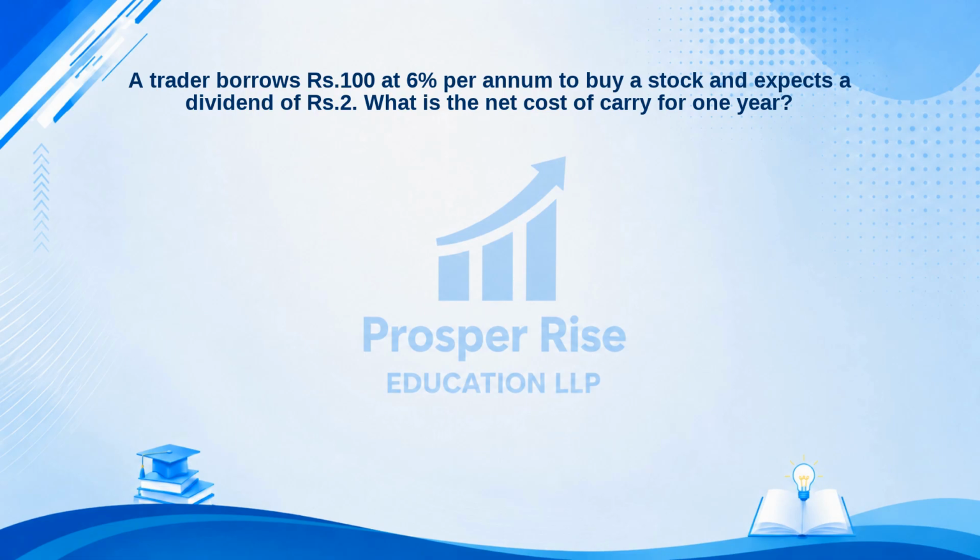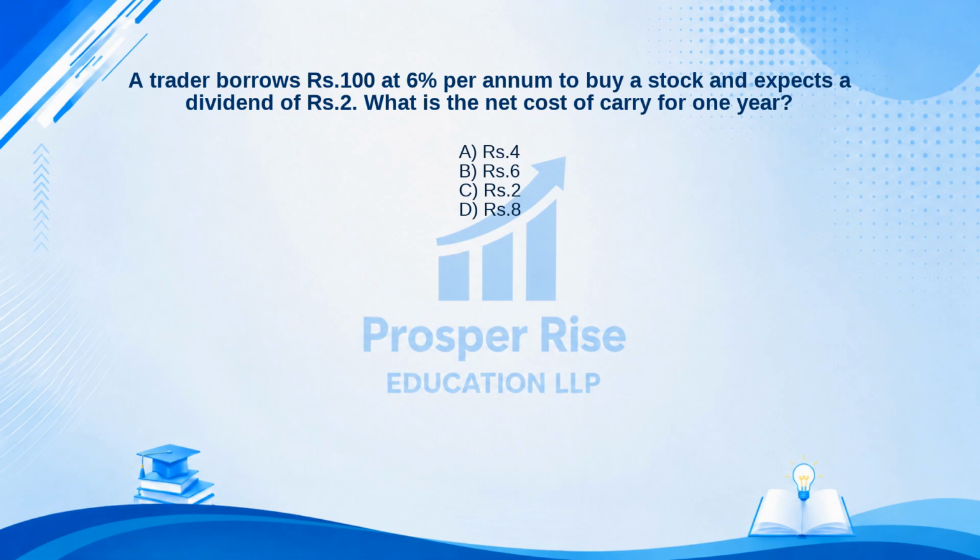A trader borrows rupees 100 at 6% per annum to buy a stock and expects a dividend of rupees 2. What is the net cost of carry for 1 year? Here are your options. A. 4 rupees. B. 6 rupees. C. 2 rupees. Or D. 8 rupees. Take a moment to pause the video and decide.